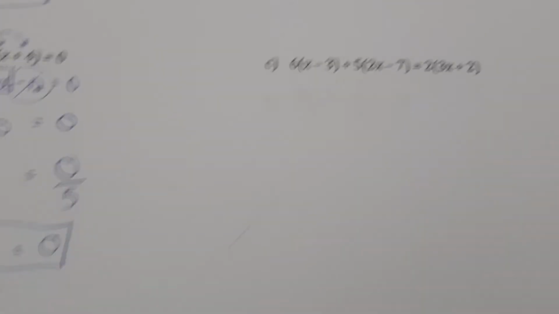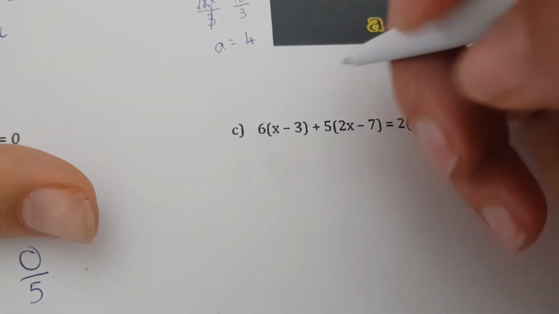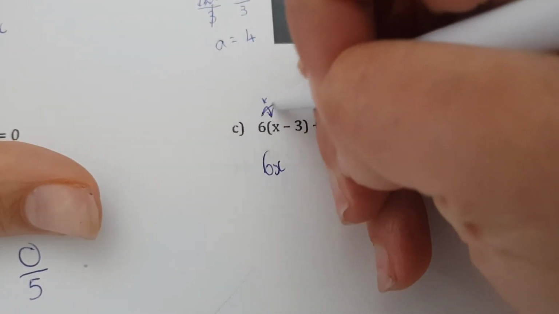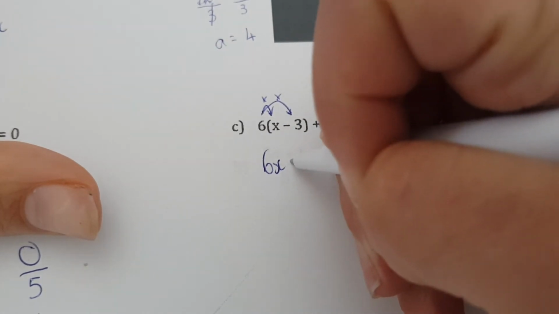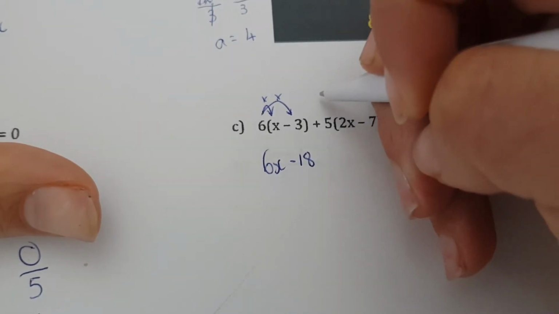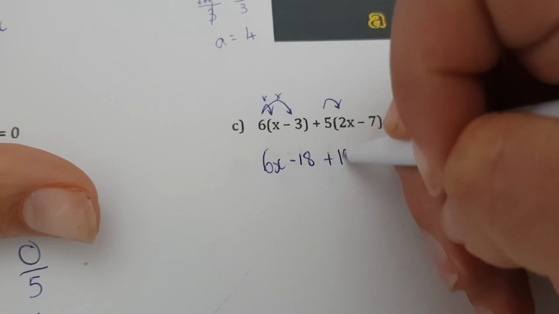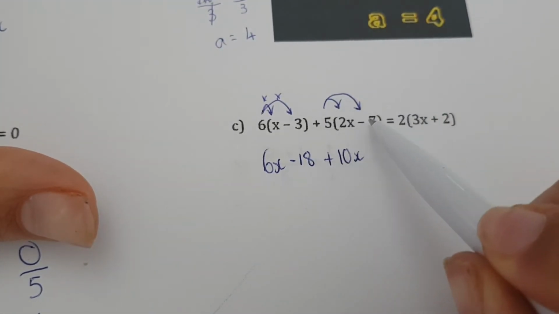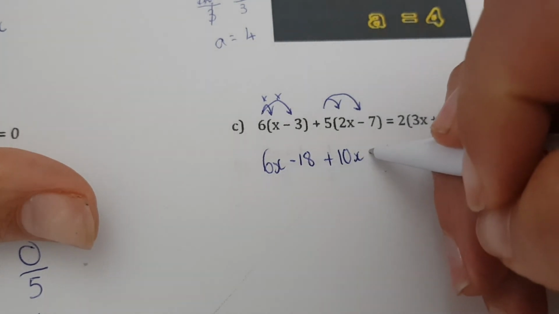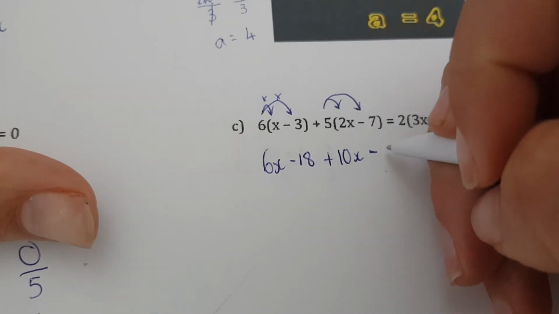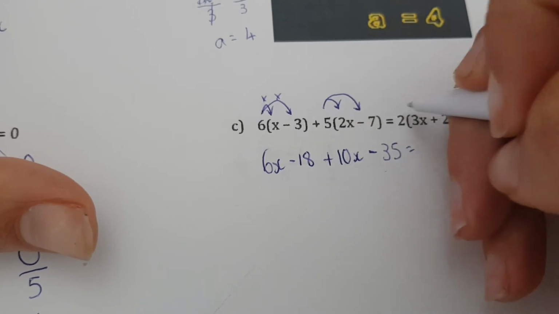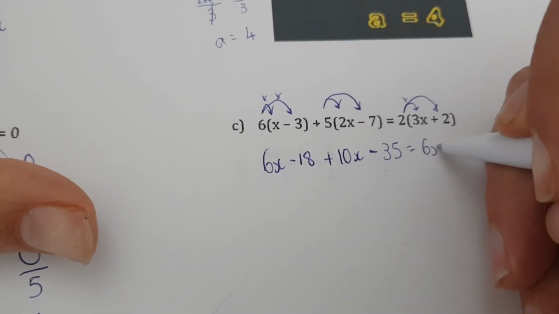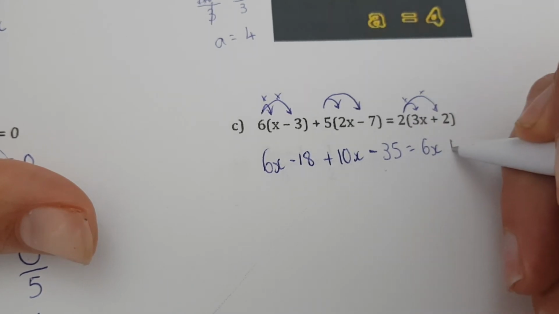Well, let's check them out. So expand the brackets. 6 times x, 6 times minus 3, 5 times 2x, 5 times negative 7, so a positive times a negative. Pay attention, it's a negative. 7 times 5 is 35. And expand this bracket as well, so 2 times 3x and 2 times 2.